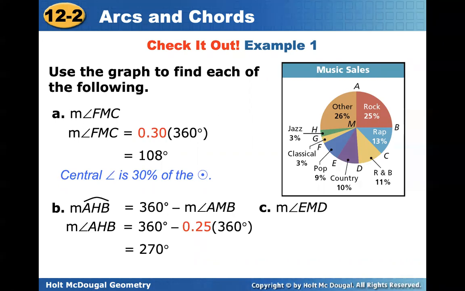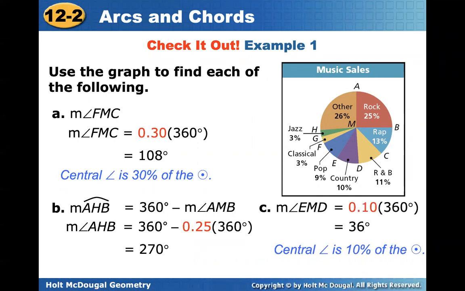The last one, EMD. EMD is just country, 10%. So 10% of 360 is 36 degrees. 36 degrees. 10%. EMD, this purple sliver right here, 10%. So it's 36 degrees. Questions on those?